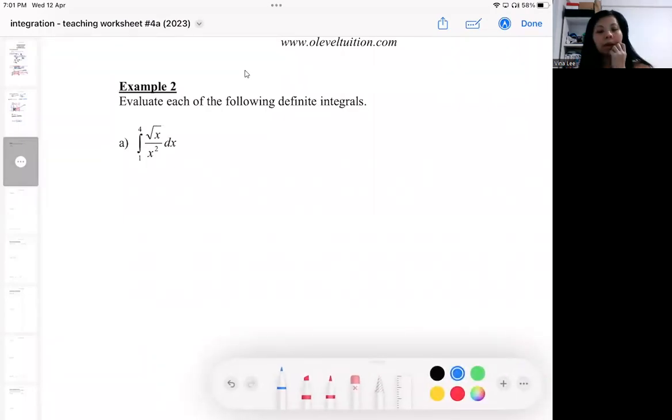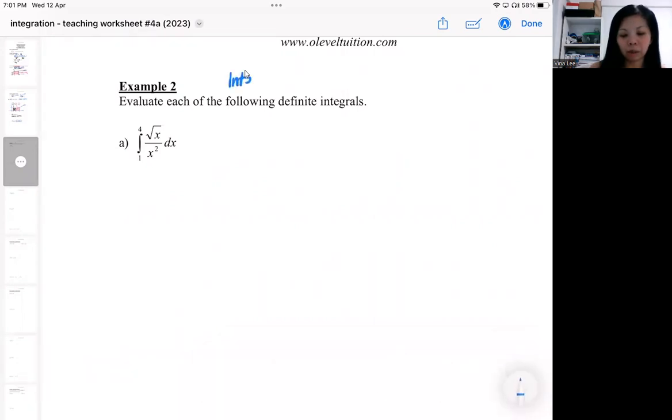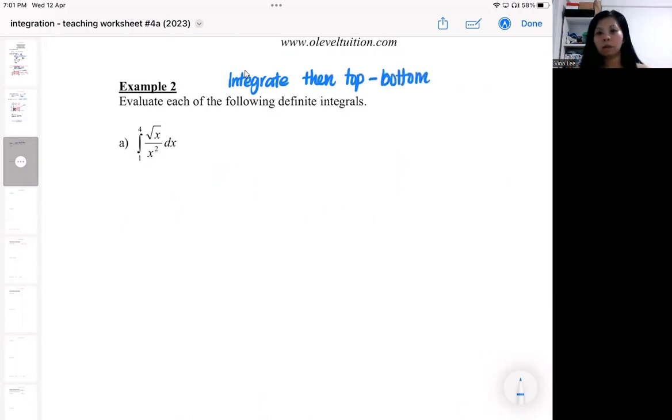Okay, so in this example, I'm going to show you the technical aspect of doing a definite integral. That means you must be able to integrate successfully, then do a top minus bottom successfully. So integrate, then do a top minus bottom. Let's look at the process. I'm going to integrate this from 4 to 1.